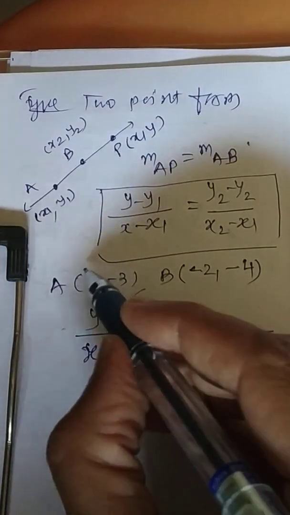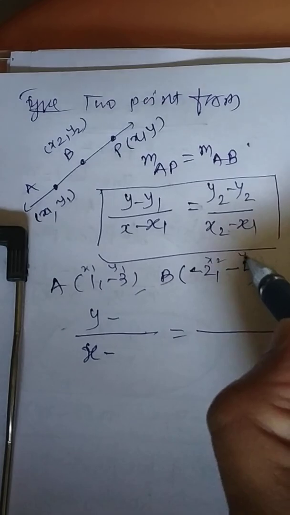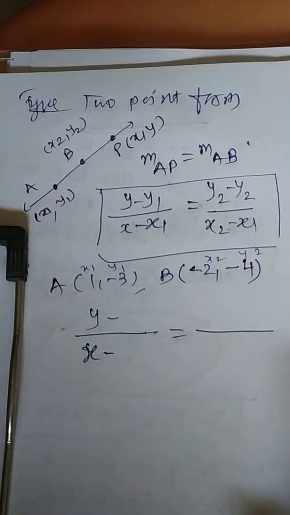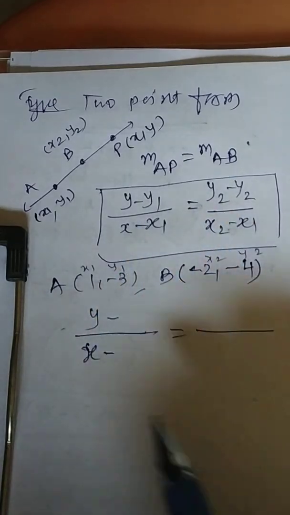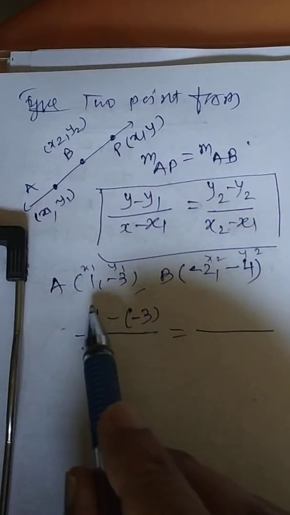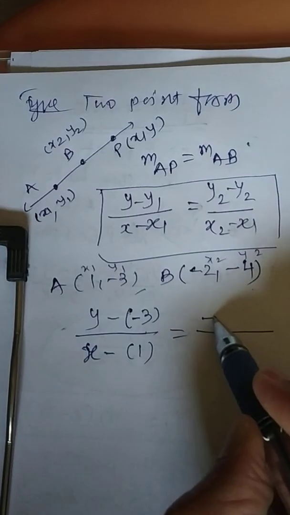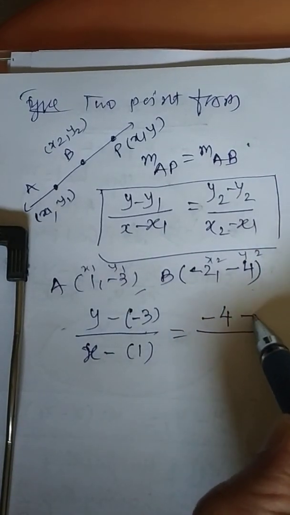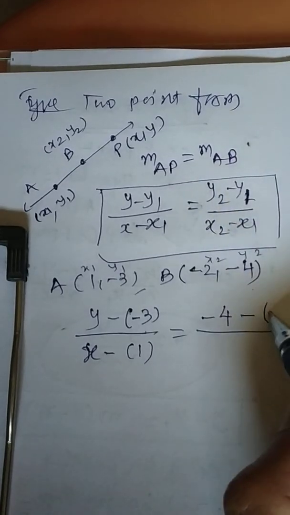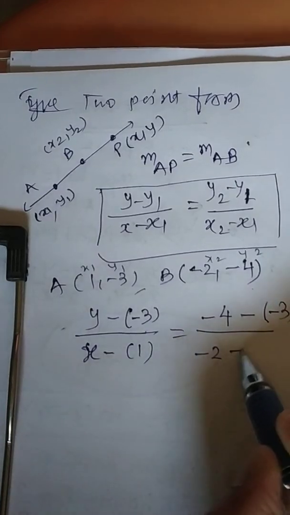Now here it is x1, this is y1, this is x2, this is y2. You can take anything, x1, y1, you can take this also, there will be no change. Now the y1 value, check now, correct, it will be minus 3, the x1 value, 1, y2 is over here, minus 4, and x2, minus 2, minus 1.